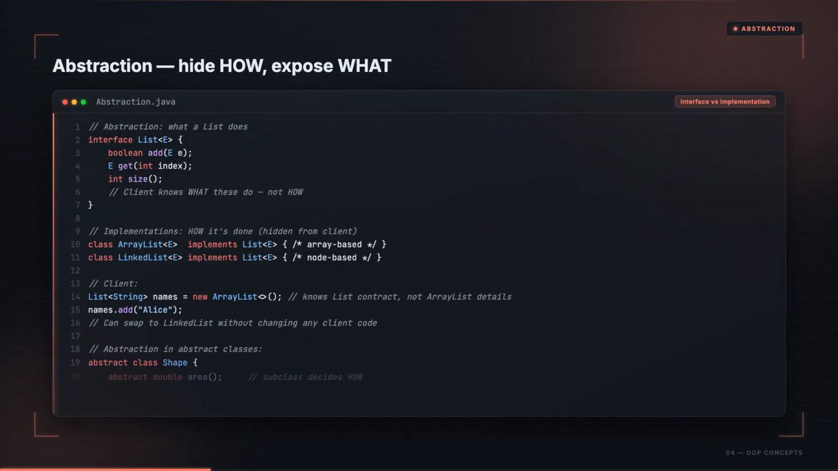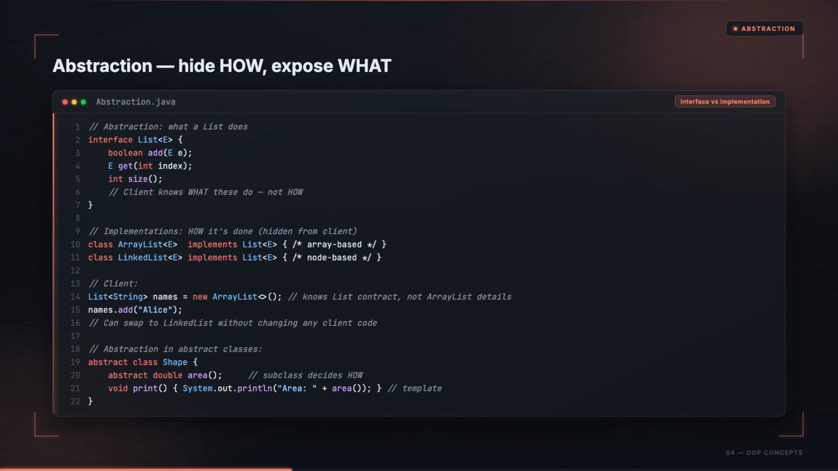Abstraction. Expose what an object does, hide how it does it. A cache interface with put, get, and evict. Whether the implementation uses Redis, a hash map, or a database is invisible to the caller. Product service asks for a product. It doesn't know or care what happened underneath.